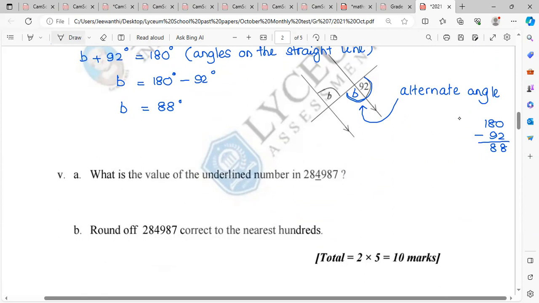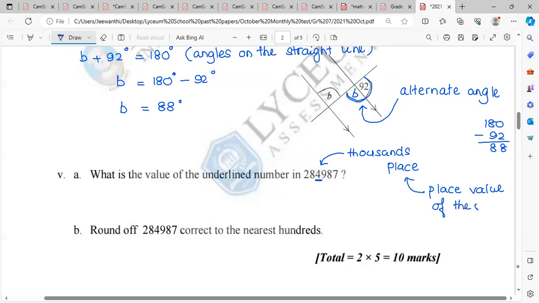Right, so then the Roman number 5. What is the value of the underlined number? Here, I have something to mention to you, that this is the underlined number. So then the 4, if I get this, that is the 1000 place, right? So this is the thousands place. What is that? That is the place value of the digit 4, right? This is what we call the place value of the underlined number, right? Place value of the underlined.